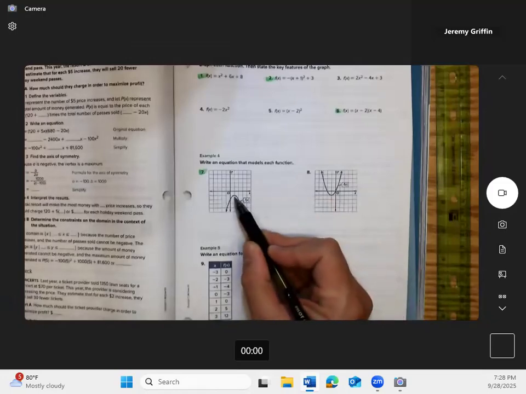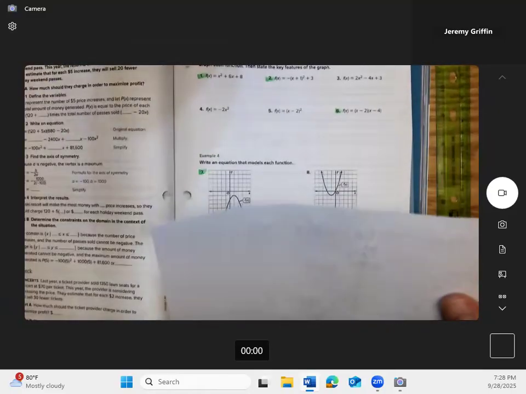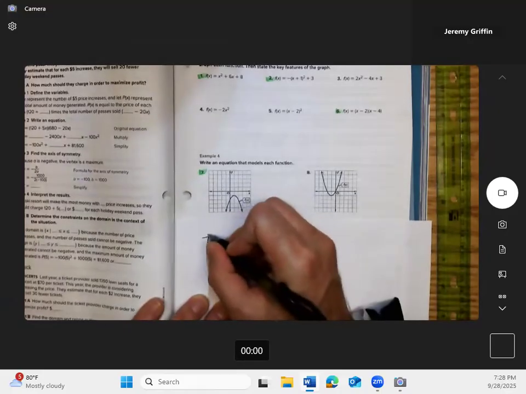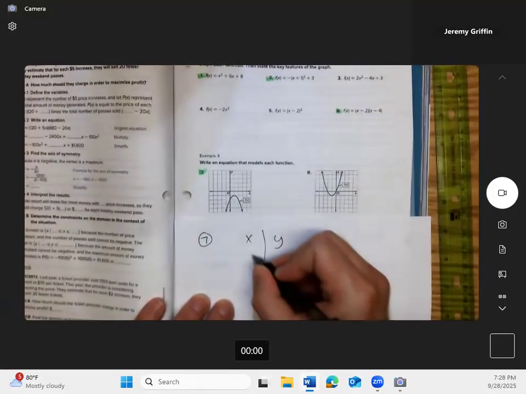And you can know that because if you look at the vertex and you go over 1, down 1, or in this case over 1, up 1, you also land exactly on the parabola. So there's no vertical stretch. Okay, so let's get some x, y values and figure it out from there.